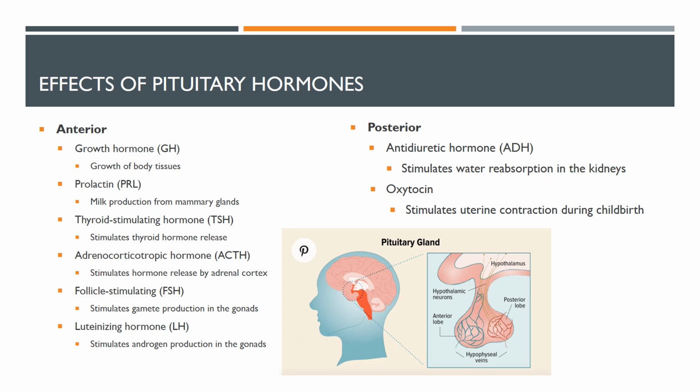Your thyroid stimulating hormone stimulates thyroid hormone release. The adrenocorticotropic hormone stimulates hormone release by the adrenal cortex. Follicle stimulating hormone stimulates gamete production, and luteinizing hormone stimulates androgen production in the gonads. Your posterior pituitary releases two hormones, antidiuretic hormone and oxytocin. Antidiuretic hormone stimulates water reabsorption in the kidneys, while oxytocin stimulates uterine contraction during childbirth.